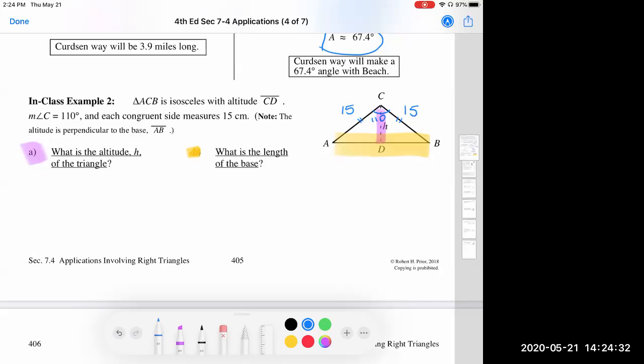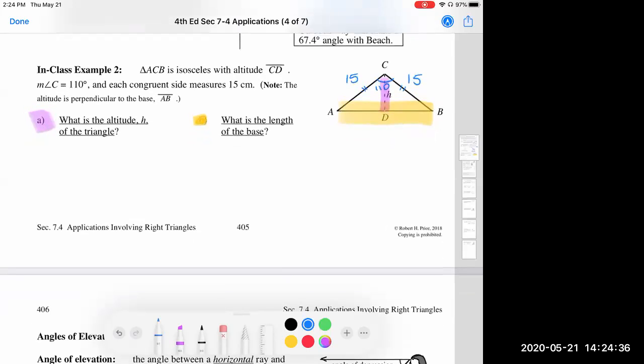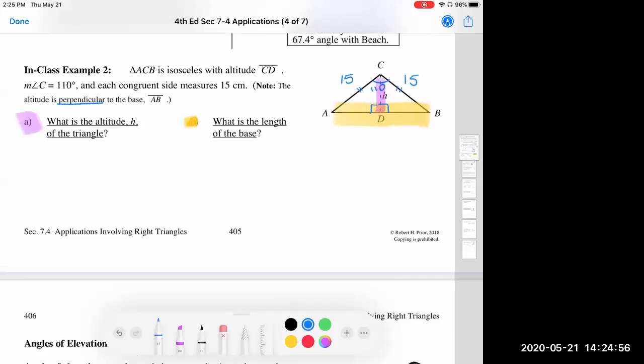So can we go from there? This one's pretty hard. Let's do it together. Some things are implied. So we have a perpendicular base. This tells us that we have a 90-degree triangle right there. And we want to find our side lengths.